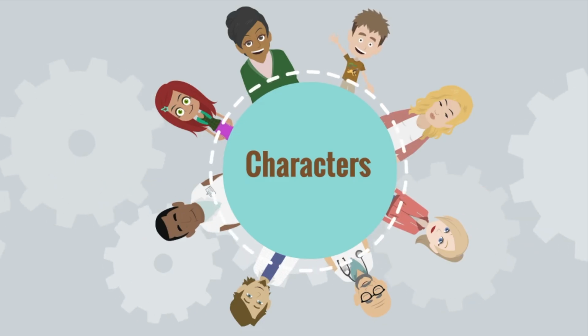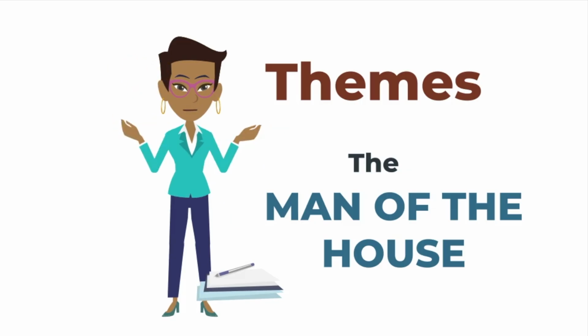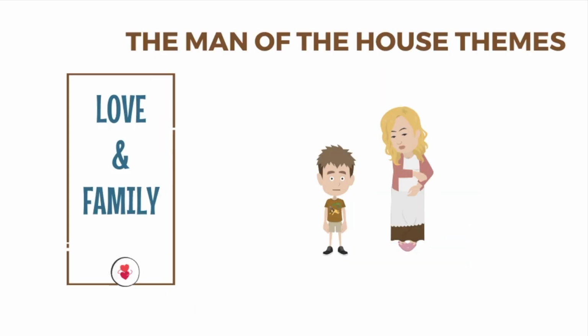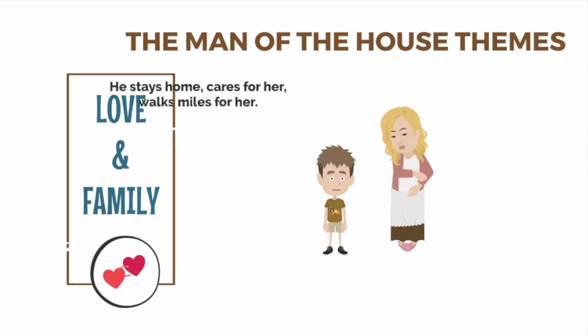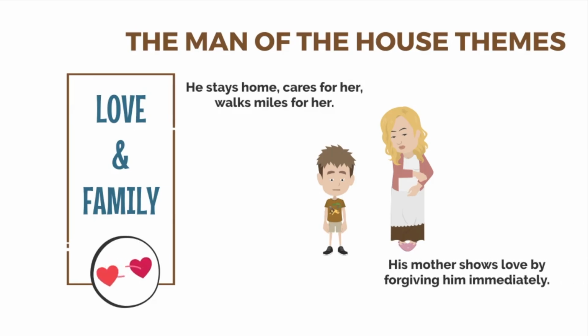Now we can look at some of the themes that are portrayed in this story. We can start with love and family. Flurry's love for his mother is powerful. He stays home and cares for her. He walks miles for her. His mother shows love by forgiving him immediately, and I thought that was really touching. Even when things fall apart, their love remains unshaken.